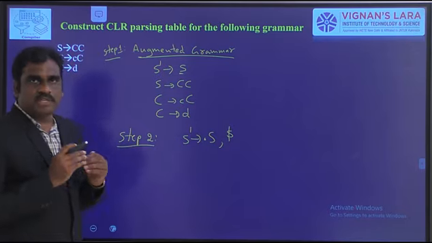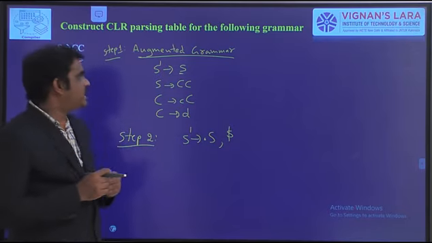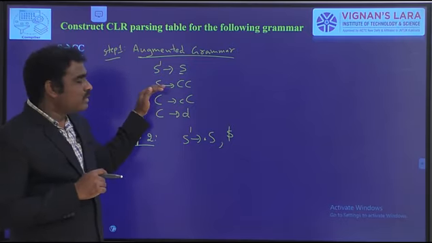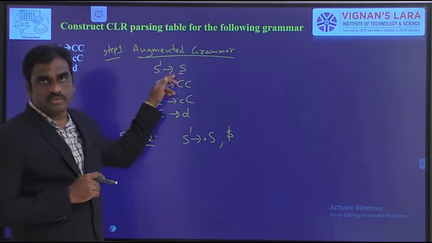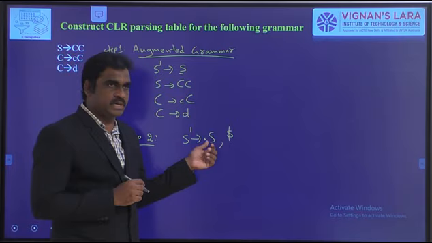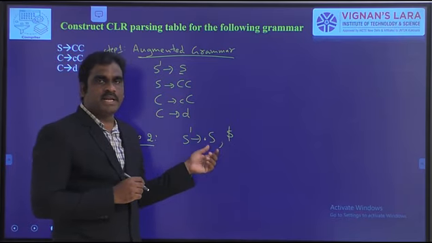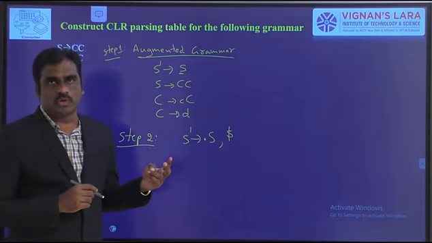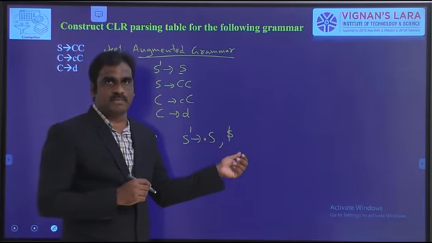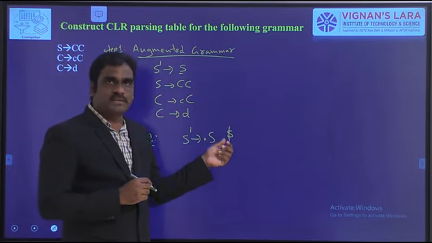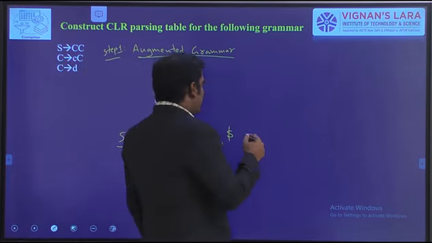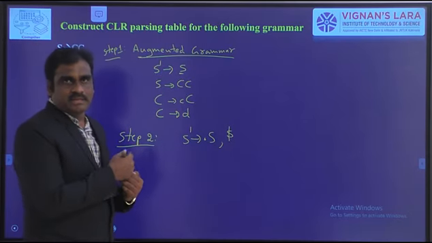Step 2 means first apply the dot operator. What is the first production? Here the first production is S dash to S. So first apply the dot operator: S dash to dot S, comma, because it is a CLR having two components. The first component is the production and the second component is the lookahead symbol. Initially take the lookahead symbol as $. Now again apply the closure set operation like in SLR.